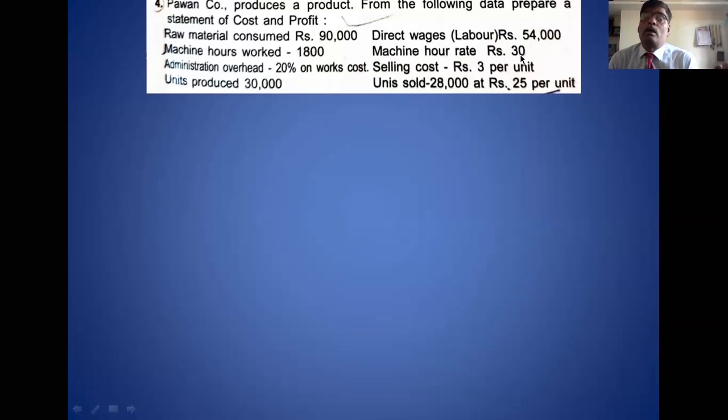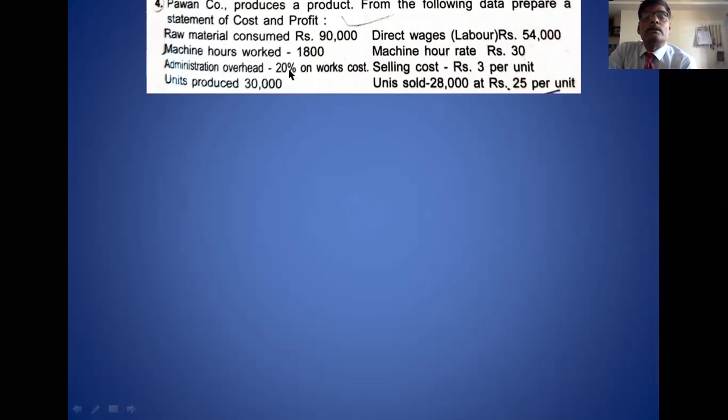What is the material required, labor required, expense required to run a machine for 1 hour? That is called the machine hour rate. So to run 1 hour, you require 30 rupees. To run a machine for 1800 hours, what is the expense required? You multiply and ascertain the value of cost. This is the factory overhead.